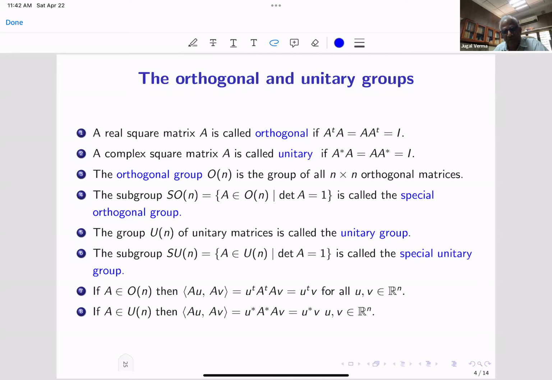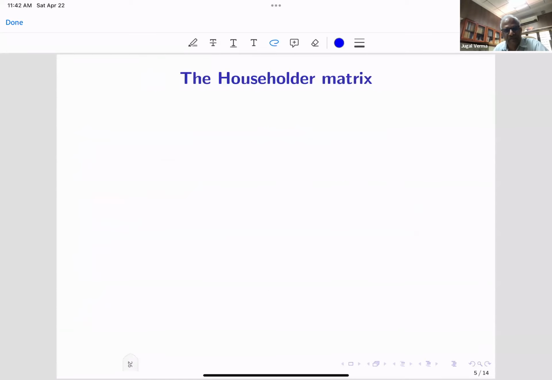So if you have a figure in R^n, a plane figure or a solid figure, when you apply this transformation induced by an orthogonal matrix or unitary matrix, then you will get a congruent figure which is exactly like the earlier figure. So we know that physically this is possible by rotations and reflections, and we want to reconcile this intuition of rotations and reflections with the action of these matrices.